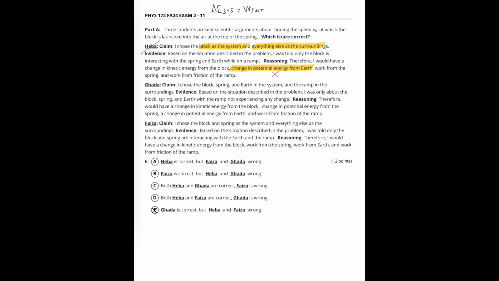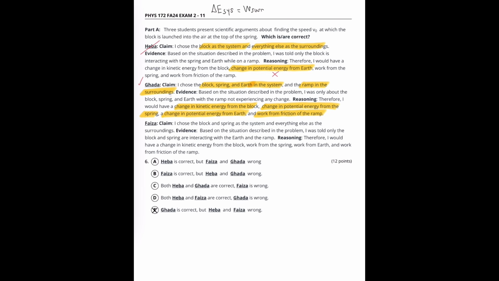Let's look at the next claim. They choose the block, spring, and Earth as the system, and the ramp is the surroundings. So they say they have a change in kinetic energy from the block, change in kinetic energy from the spring, and change in potential energy from Earth, and there's also work from friction on the ramp. So that accurately matches what they chose in their claim. So that is correct.